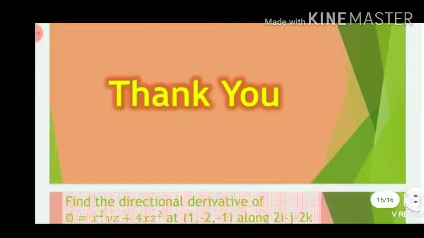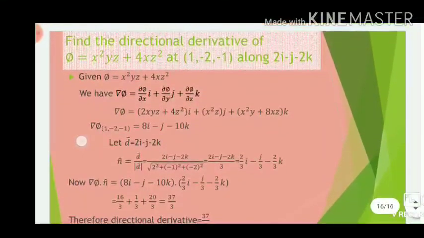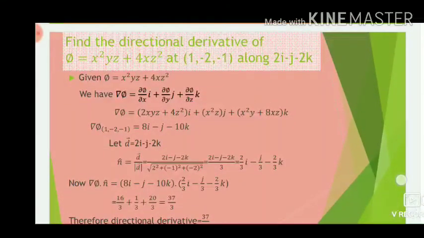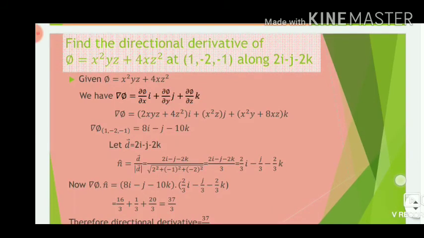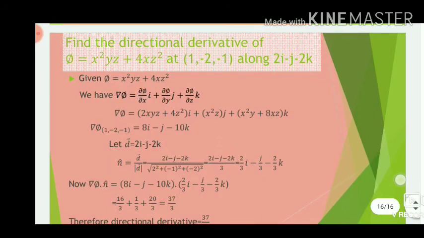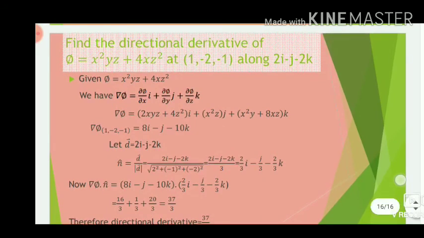Now let me see one more example. Find the directional derivative of phi equal to x square y z plus 4xz square at 1, minus 2, minus 1 along 2i minus j minus 2k. Given phi equal to x square y z plus 4xz square. So we have the definition of del phi as dou phi by dou x i plus dou phi by dou y j plus dou phi by dou z k. So del phi is equal to, phi is given and we know the definition of del phi.